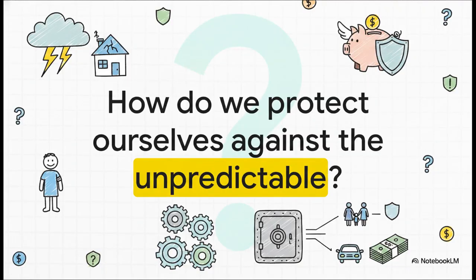So how do we protect ourselves against the unpredictable? Seriously, this is the fundamental question right at the heart of adult financial responsibility. Life is full of risks, right? Accidents happen, property gets damaged, and totally unexpected health issues pop up out of nowhere. The stakes are incredibly high when it comes to protecting our families, our assets, and our futures. Setting up our focus today, we really have to understand the systems in place that prevent a single unpredictable event from causing total financial ruin.